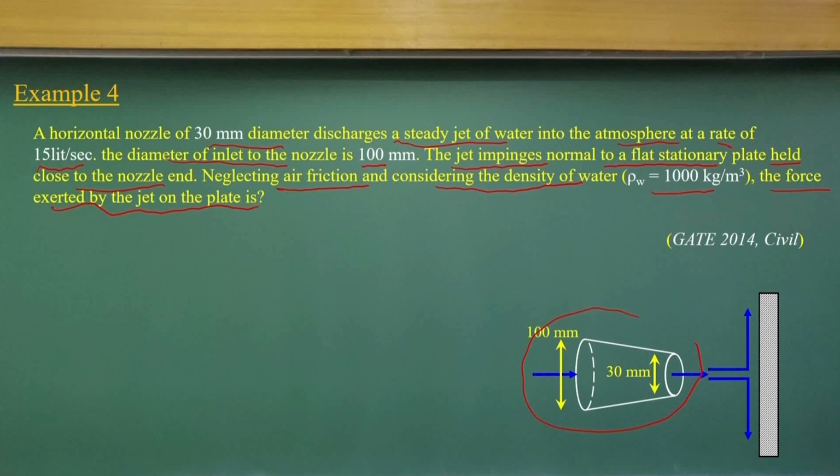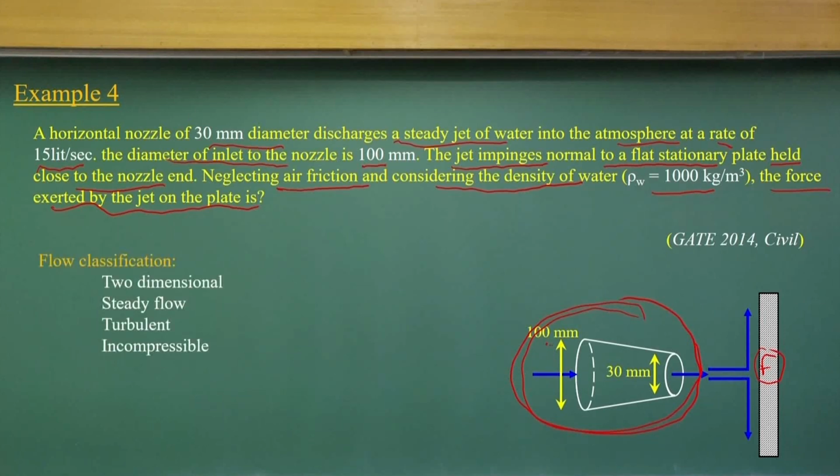This problem is exactly the problem of example 3, only with some additional components. There is one nozzle which reduces the diameter from 100 millimeters to 30 millimeters. Because of that there is a change of velocity, and that velocity impinges on the plate, and we have to find out the force acting on it. The problem is exactly similar to what we discussed in example 3, only there is a nozzle.